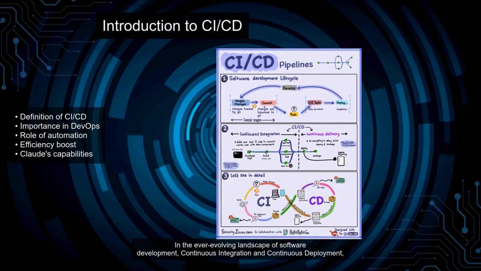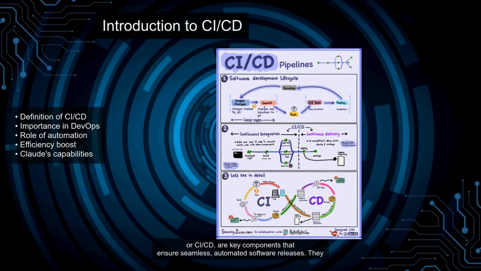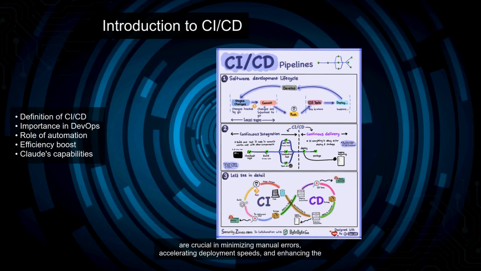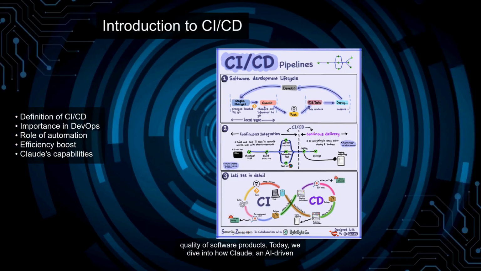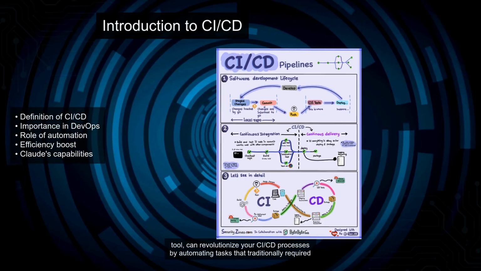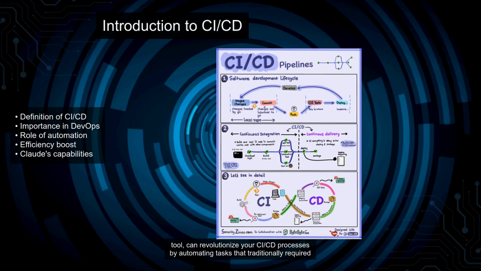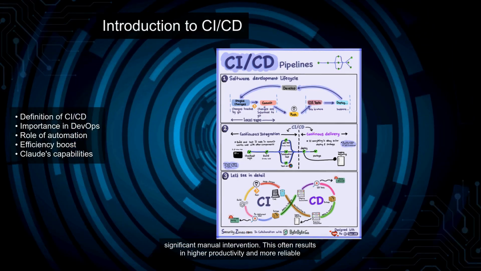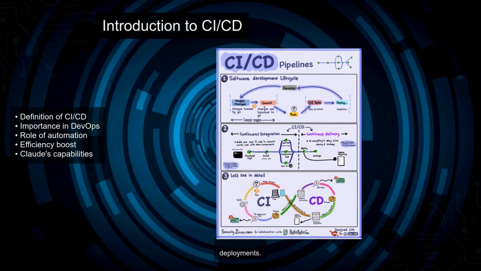In the ever-evolving landscape of software development, continuous integration and continuous deployment, or CI/CD, are key components that ensure seamless, automated software releases. They are crucial in minimizing manual errors, accelerating deployment speeds, and enhancing the quality of software products. Today, we dive into how Claude, an AI-driven tool, can revolutionize your CI/CD processes by automating tasks that traditionally required significant manual intervention. This often results in higher productivity and more reliable deployments.